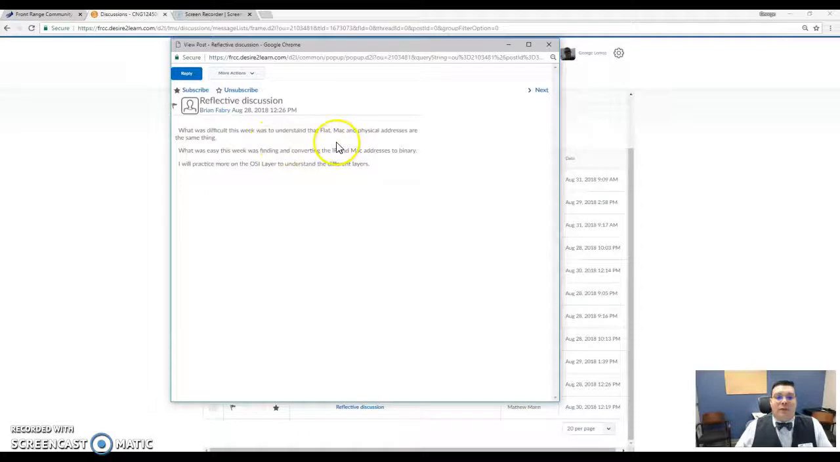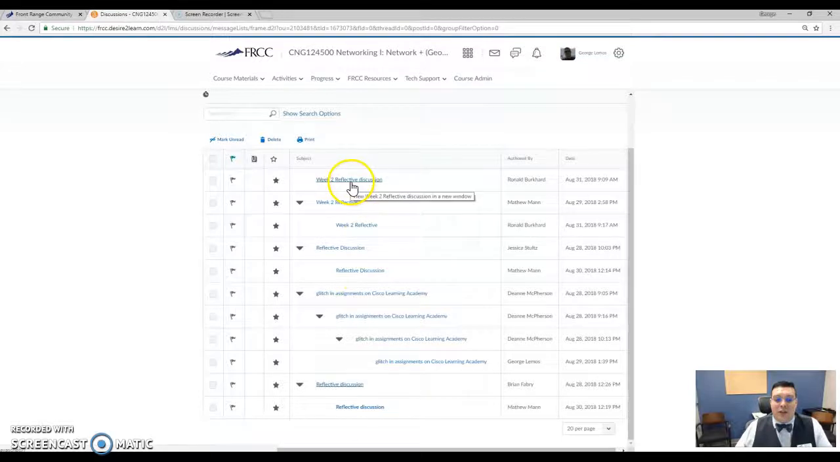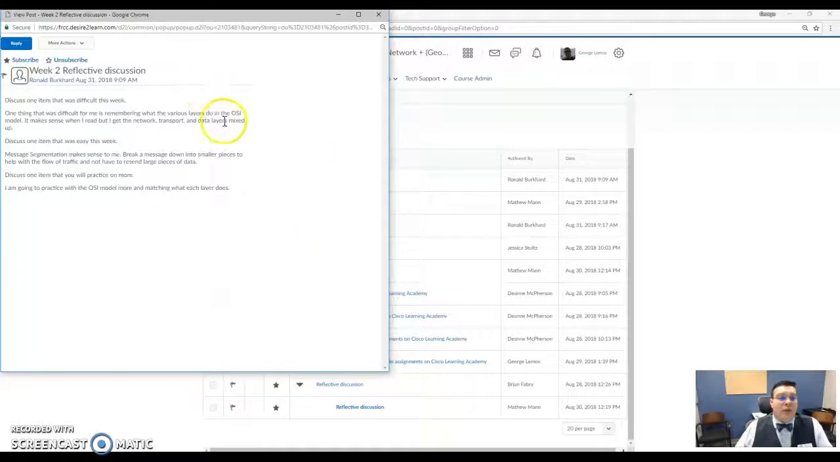It was difficult understanding that FLAC, MAC, and physical address are the same thing. That takes a lot of practice. So as soon as you start to see one, make sure in your head you're starting to convert it to another. Remember in the OSI layers?